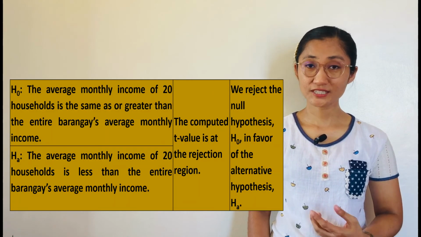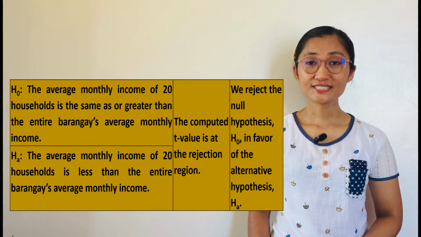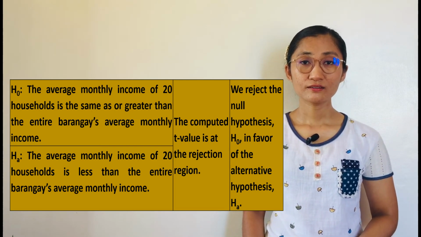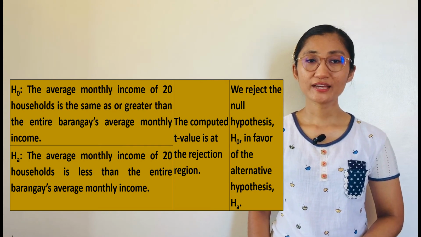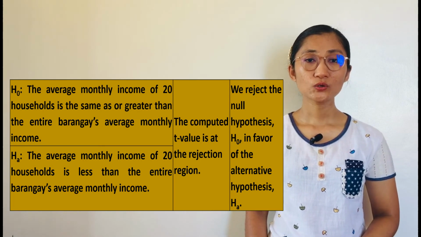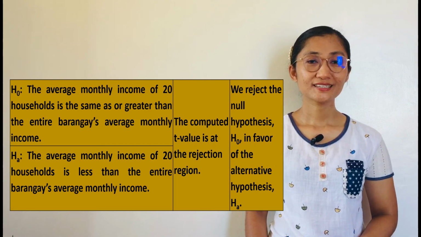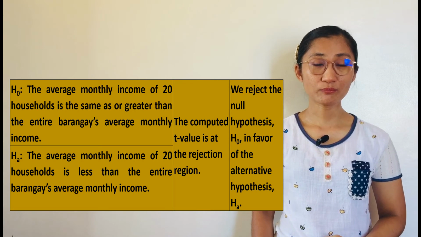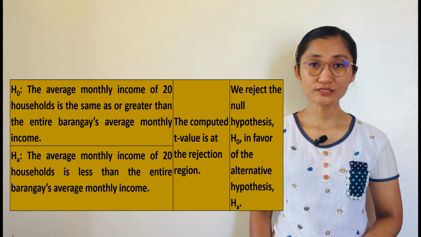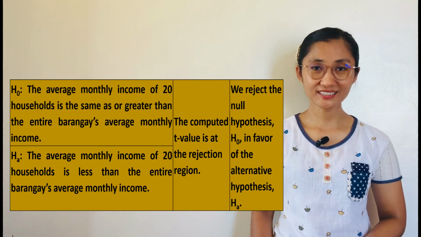Let us refer to the table beside me for easier understanding purposes. H sub 0, or the null hypothesis in words. This is stating or formulating the null hypothesis in words. We have the average monthly income of 20 households is the same as or greater than the entire barangay's average monthly income. Now, H sub A, or the alternative hypothesis, is a statement: the average monthly income of 20 households is less than the entire barangay's average monthly income.